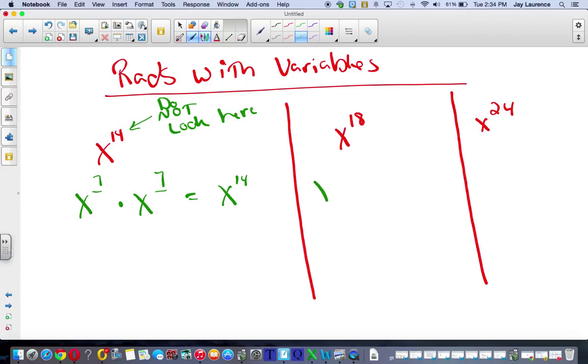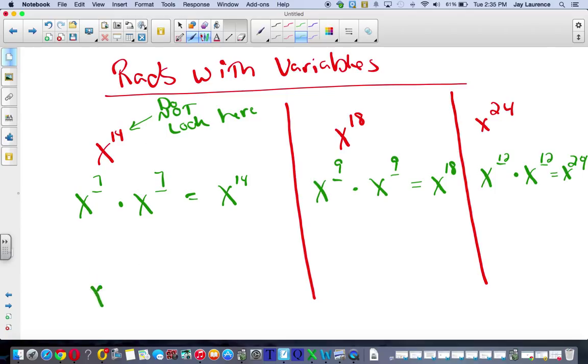Well, ask yourself, can you fill in the blanks with the same number, not a different number, with the same exponent, and get x to the 18th? Yeah, it is a perfect square. How about x to the 24th? You should be catching on by now. That would be x to the 12th times x to the 12th. So yeah, these are all perfect squares.